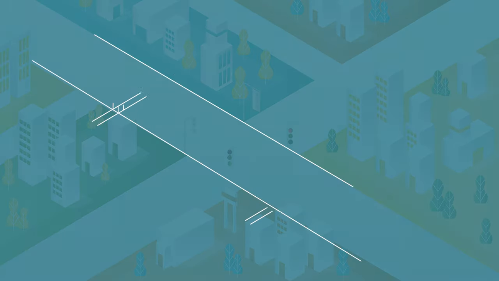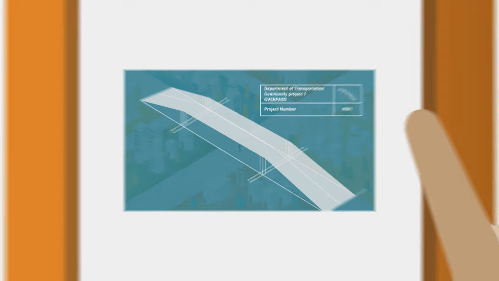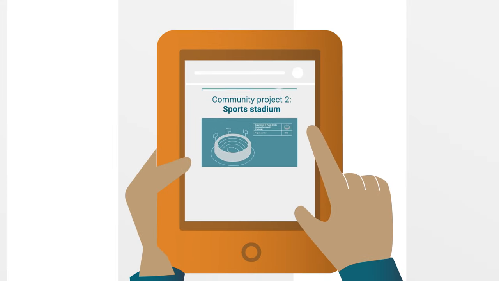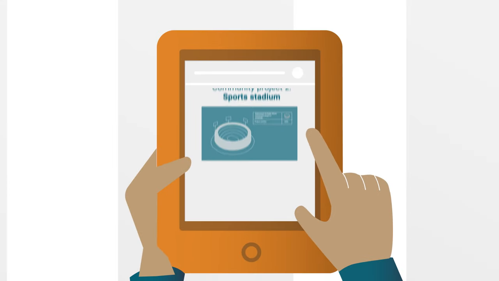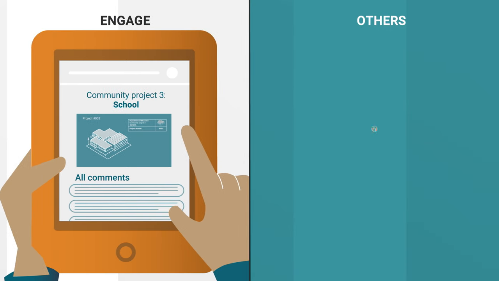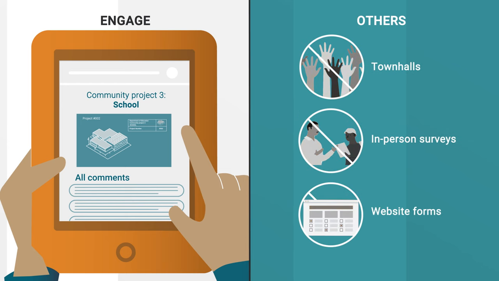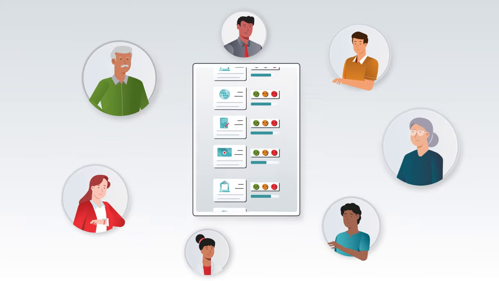How does your agency gather public feedback on projects and initiatives? In an increasingly digital-first world, your constituents expect to find information online and engage with you online. Collecting feedback using disconnected methods such as town halls, in-person surveys, and website forms makes it difficult to see the full picture at any moment. Plus, these methods often overlook diverse groups of people.